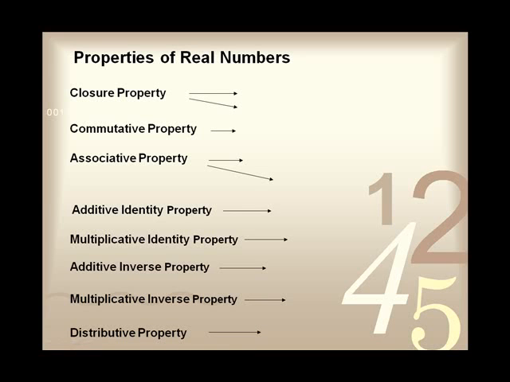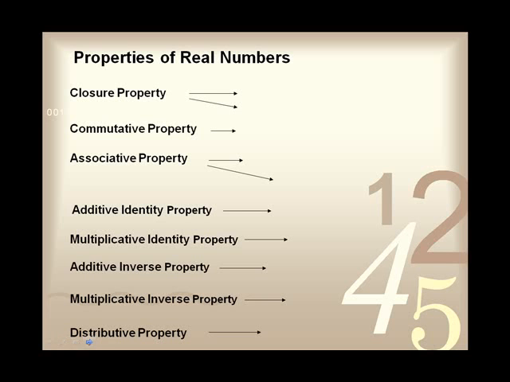So the first property is called the closure property. And by the way, these properties are only for real numbers. Imaginary numbers have a different set of properties, a different set of rules. Some of them overlap, but okay, first property of real numbers, the closure property.